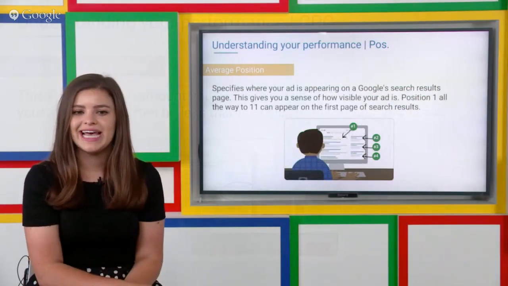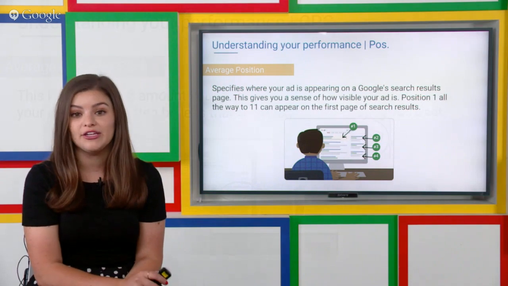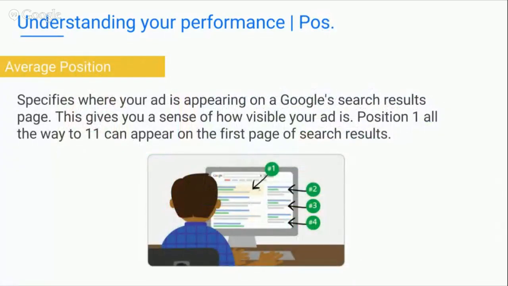Average position, like I said, so this really specifies where your ad is showing up on the Google search network. So it gives you a sense of how visible your ad is, how many people are not only seeing your ad, but also where it is on the page. So position 1 all the way to 11 can appear on the first page of search results. So definitely something to keep in mind.